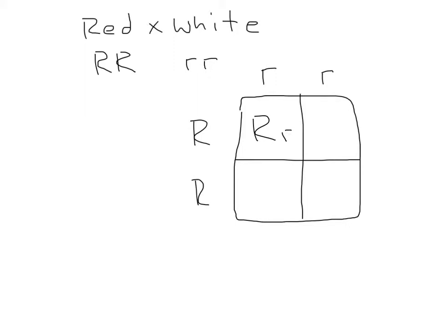You get a heterozygous. You can guess what color that is. It's a cool, different color. Then we do the same thing here with the recessive little r and the dominant capital R.